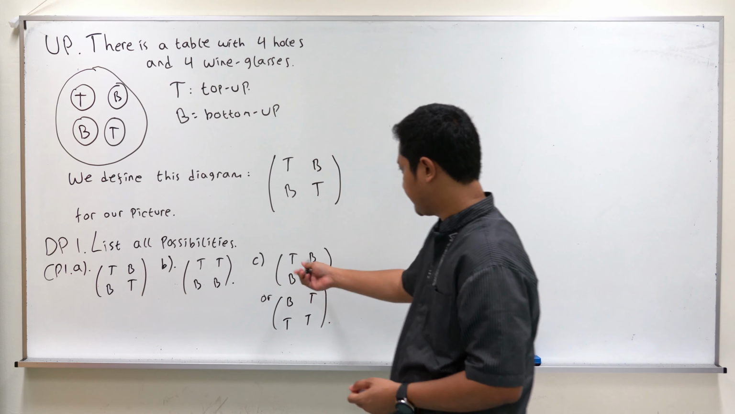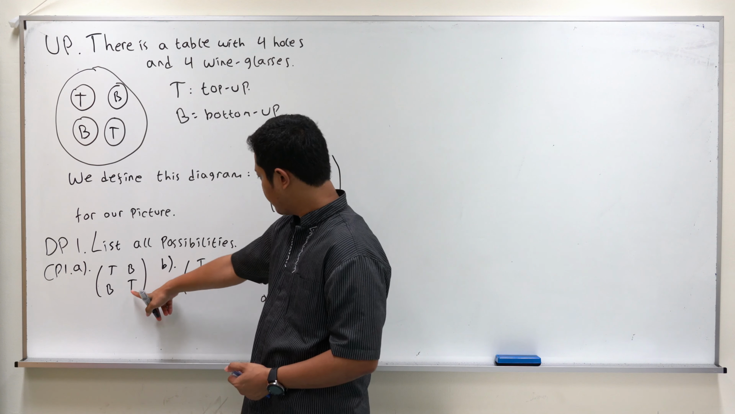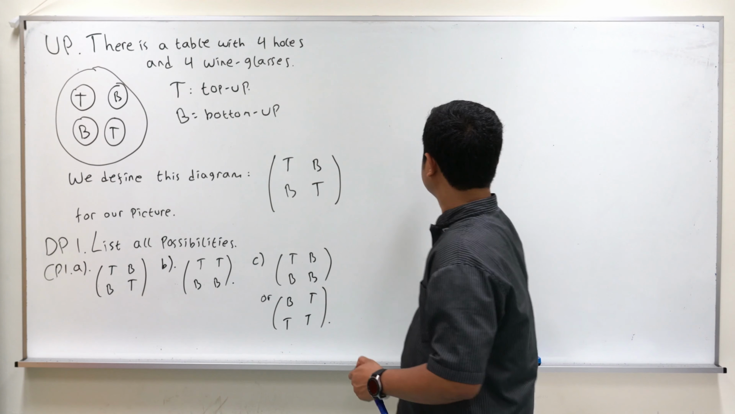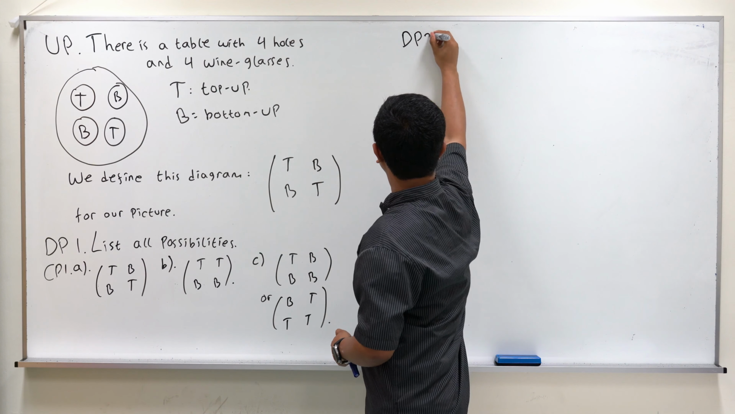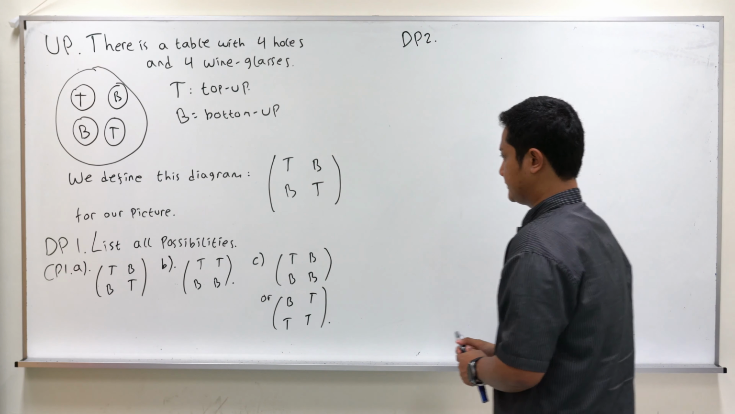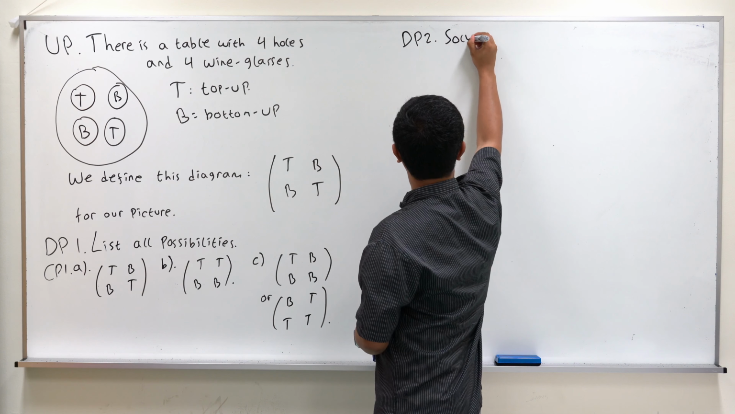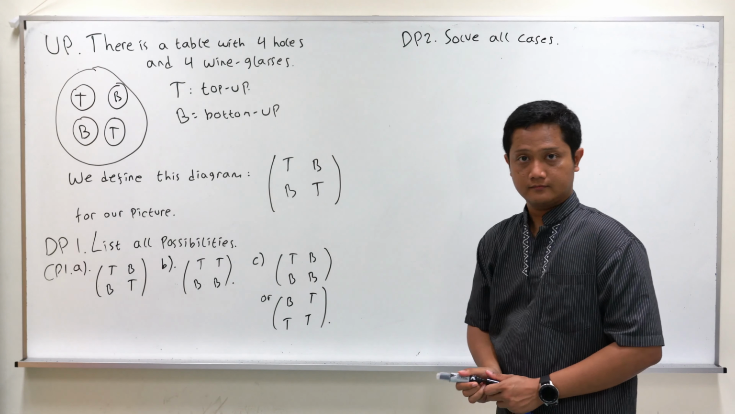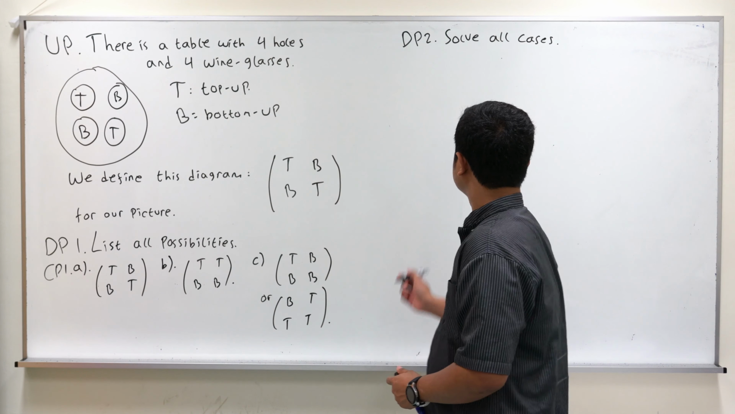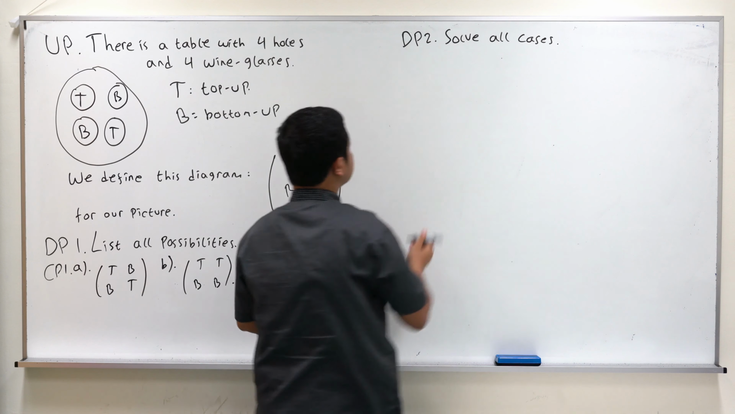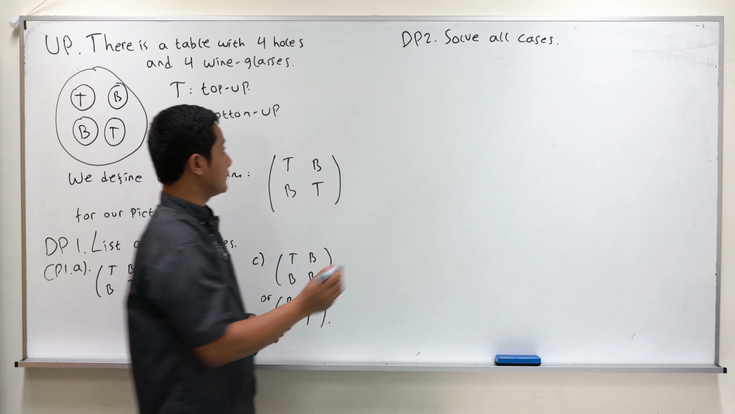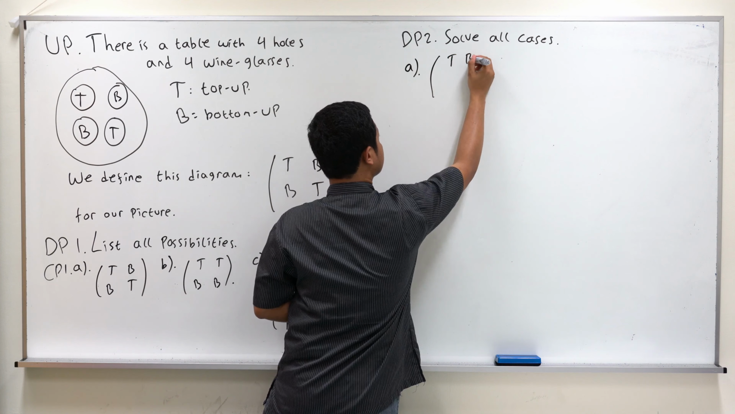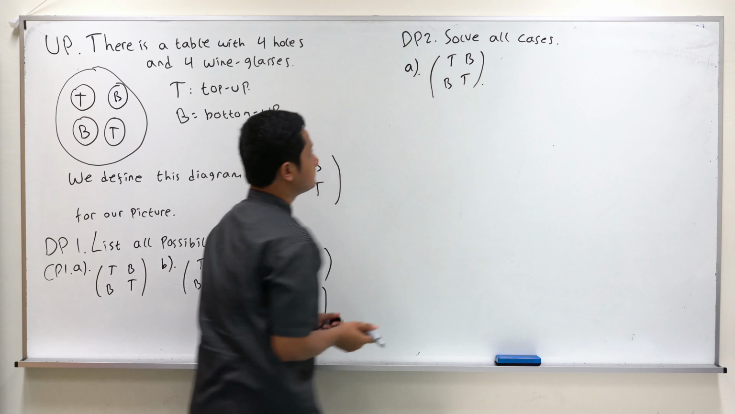But I think it is not enough, because even if we know which case, we still cannot do anything. So okay, we have to devise the second plan. We try to solve all cases. For the first case, I have TBBT. What do I have to do?